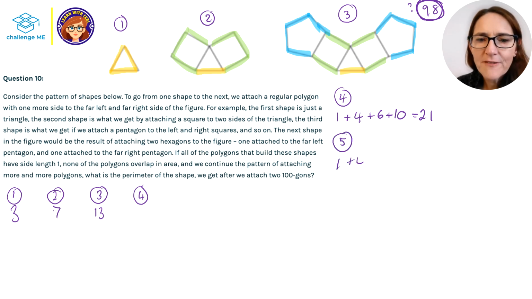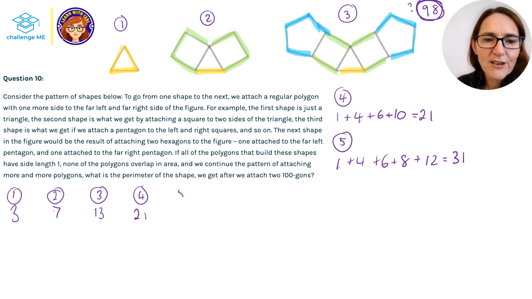I'll just do one more just for fun. I've got the 1 plus the 4 plus the 6. Now the hexagons are going to be touching, so that's going to go down to 8, and the heptagons, we're going to have 6 from each, so that makes an extra 12, so that gives me 20, 30, 31. Okay, I think I've got enough numbers now to find a really good pattern.